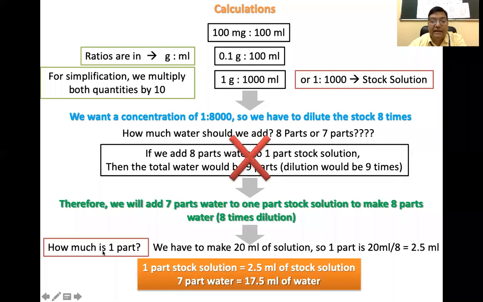So how do we come to know the volume of 1 part? Since we are going to prepare 20 ml, we will divide 20 by 8. That means 2.5. So our 1 part becomes 2.5 ml. So 1 part of stock solution is 2.5 ml. And what are the 7 parts? We have to multiply 2.5 into 7, that is 17.5 ml of water. So we will take 2.5 ml of stock solution and add 17.5 ml of water so that we get exactly 20 ml of Condy's lotion.